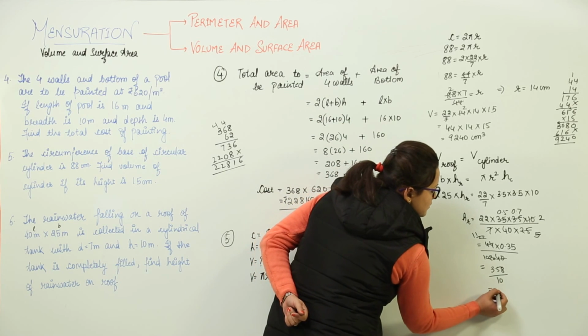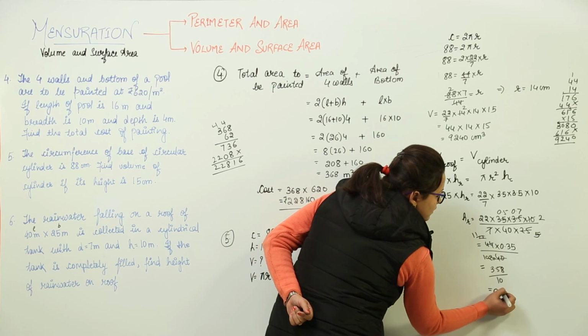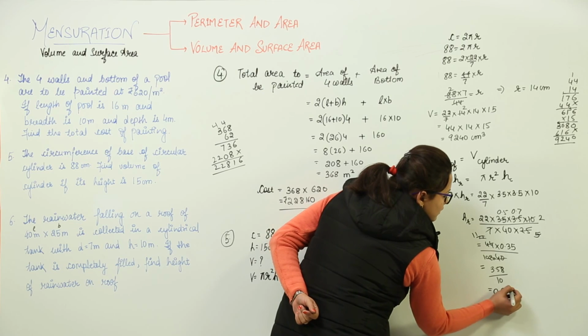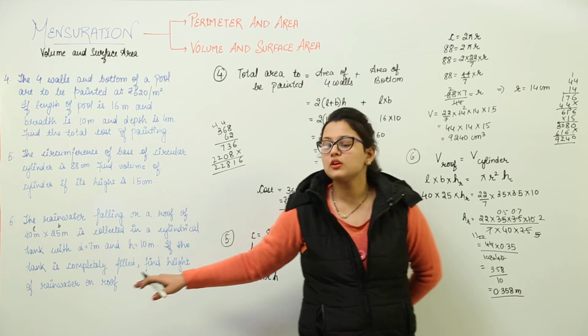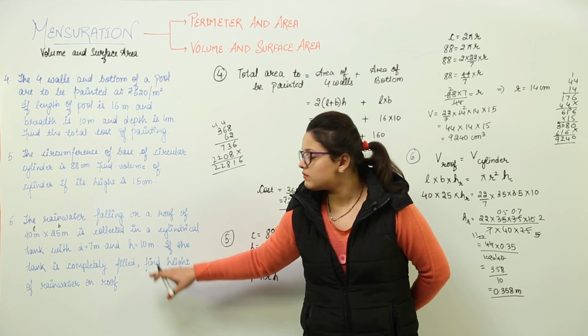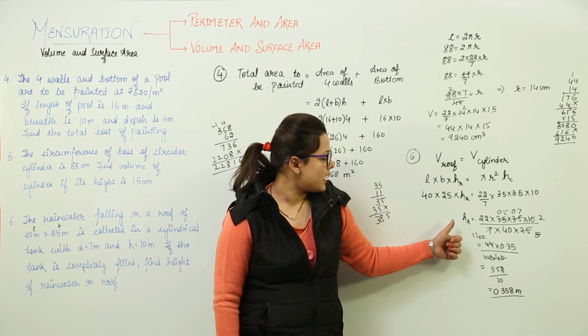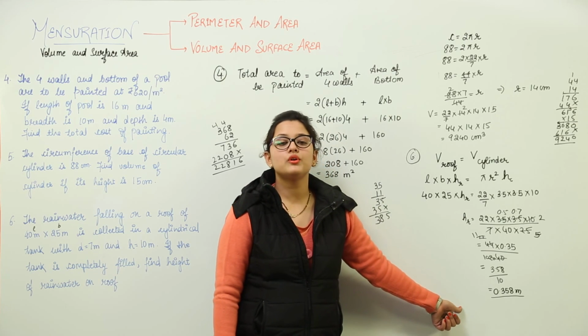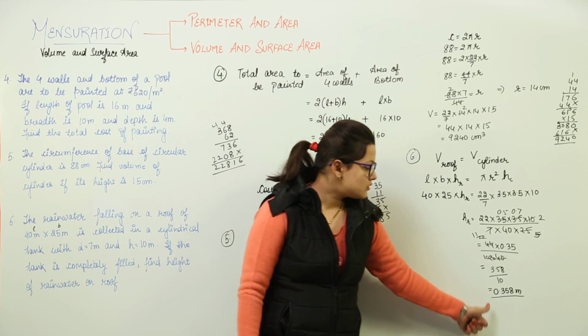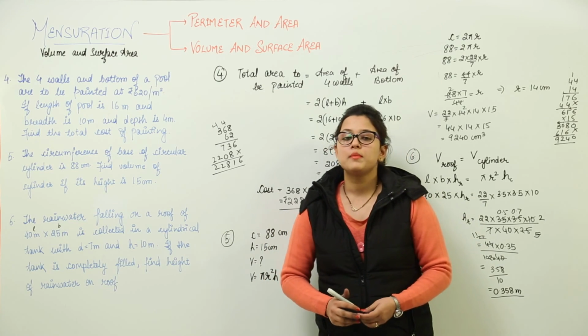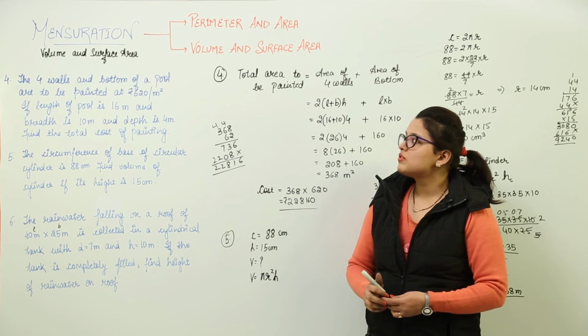That means this is coming equal to 0.358 meters. Why meters? Because in the question every measurement was given in meters. That is why the height of the water that we are going to get as the answer will also come in the unit meters. So this is how we solve the questions based on volume and surface areas.